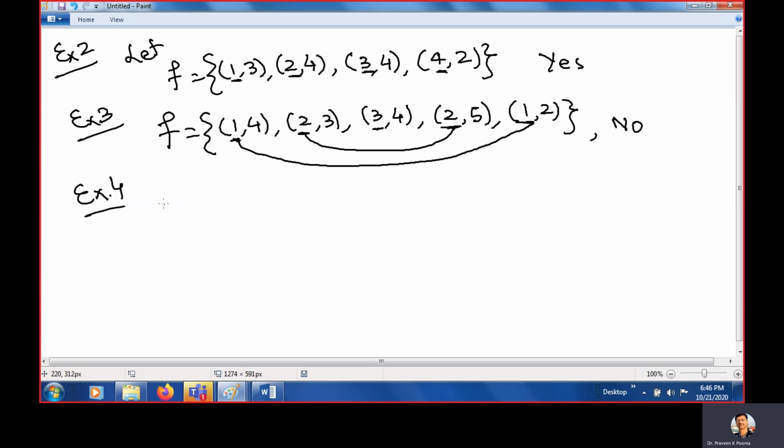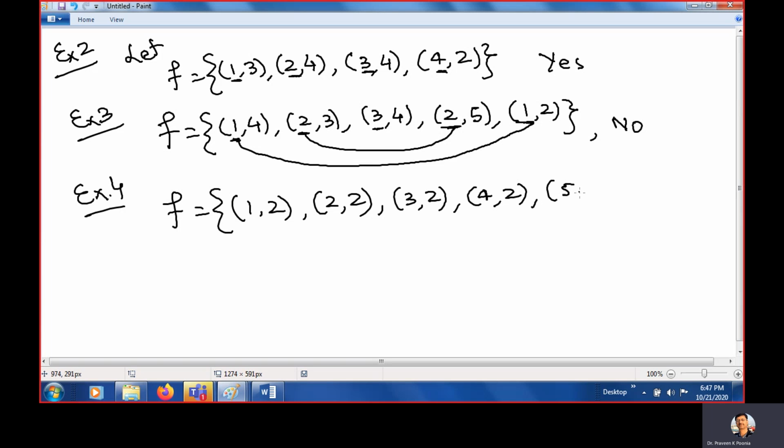Clear? I will take one more example. F is equal to (1, 2), (2, 2), (3, 2), (4, 2), (5, 2). Is this a function? Clear? Look, all second components are the same. But we are not concerned with the second component. We are concerned with the first component only. First components must be different. Clear? So because the first components are different, this is a function. Clear? So this is how we are writing.